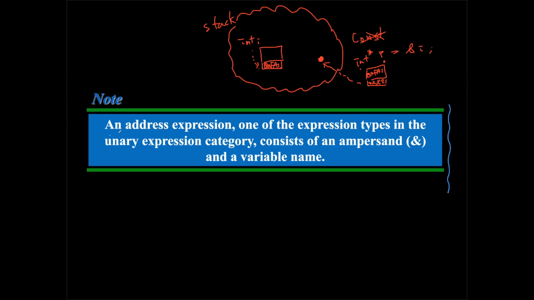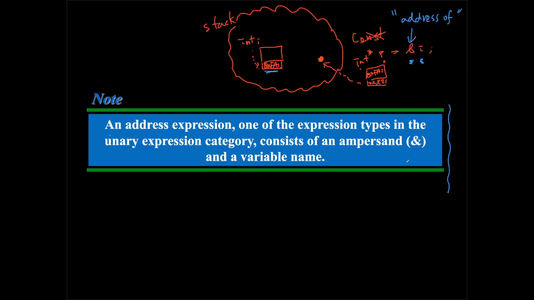Here we're talking about an address expression. One of the expression types in the unary expression category consists of an ampersand and a variable name. This ampersand means address of. Literally, you can translate it into English that way. This ampersand, when sitting in front of a variable, means address of. Now, this address-of operator fetches the address of I at memory location 0xFA1 right here.